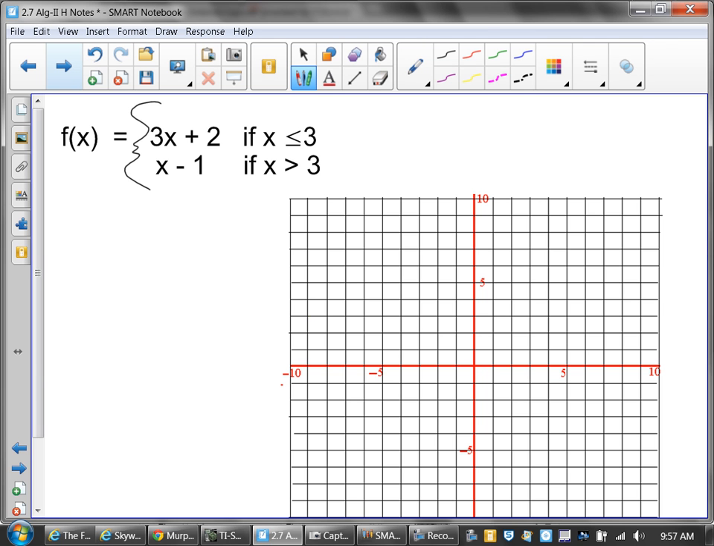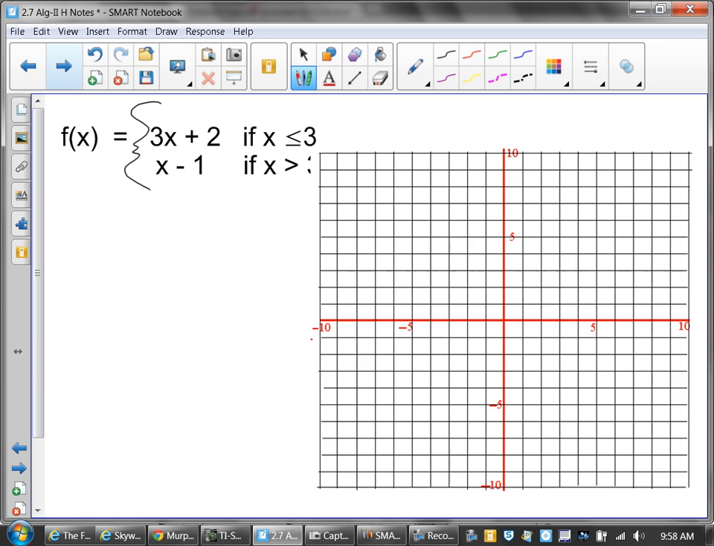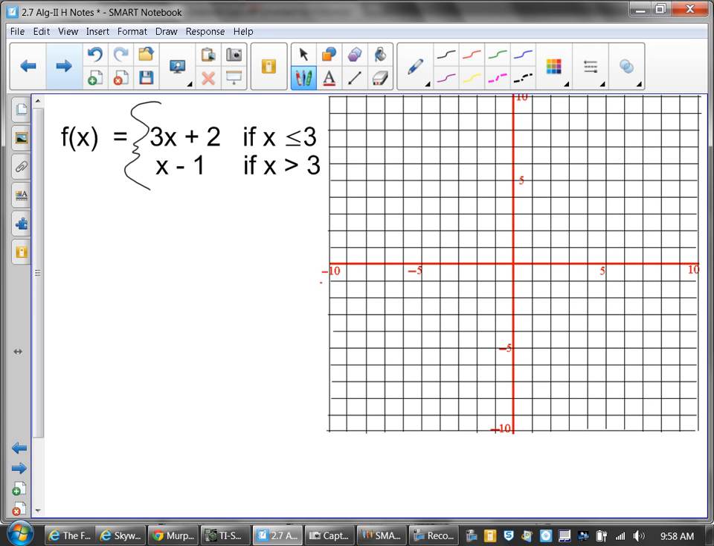I've got two graphs. I have f of x is either 3x plus 2 or x minus 1. The domain that I'm worrying about here for the first graph is if I only want to see that graph on the graph paper for all the x values that are less than or equal to 3. The other graph will be shown for all the x values that are greater than 3. So right now I know that this line, 3x plus 2, is going to be everything going to the left of 3, because those are all my domains that are smaller than or equal to 3. This line will be everything going that direction.